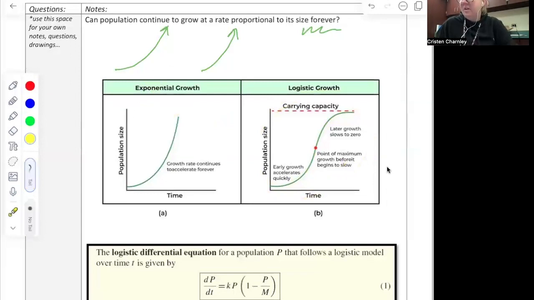As time goes on, your population size continues to increase. The growth rate continues to accelerate forever and ever and ever. In my second example with logistic growth, as time goes on, growth accelerates quickly. Things are good, there's plenty of food, there's plenty of space, and then all of a sudden we start to run out of space, we run out of food. And so my growth goes to zero, and that's our carrying capacity. So we model that with the logistic differential equation.